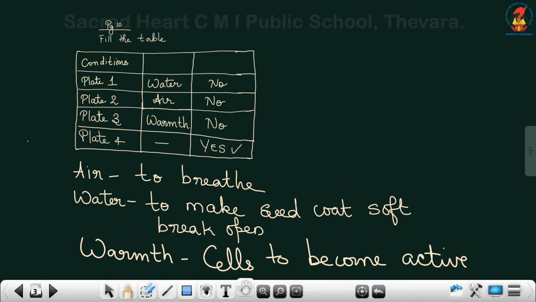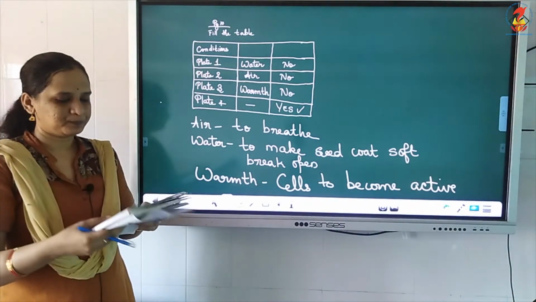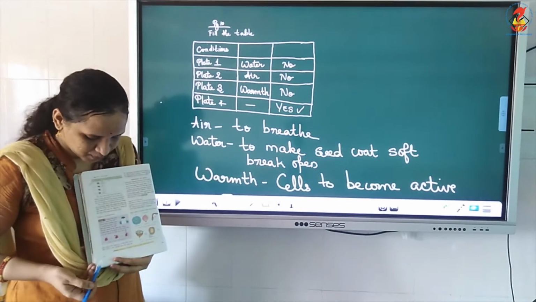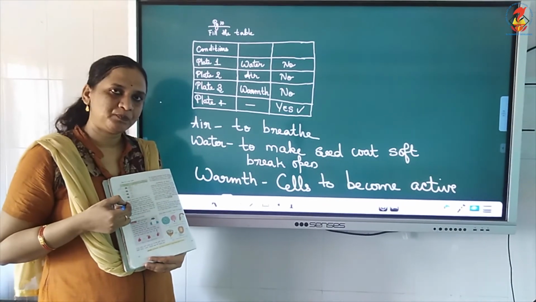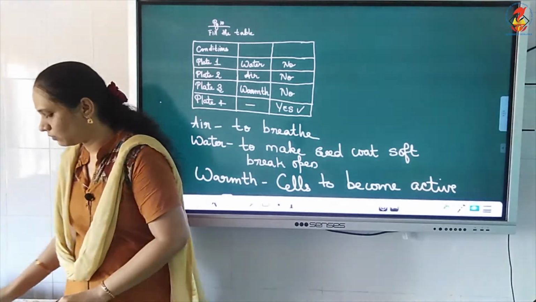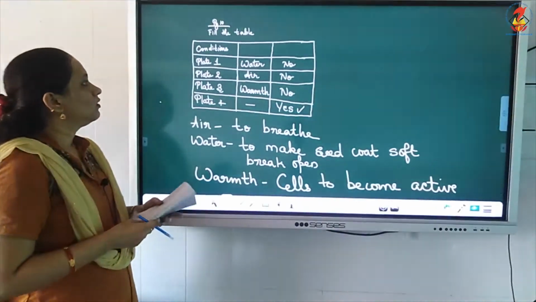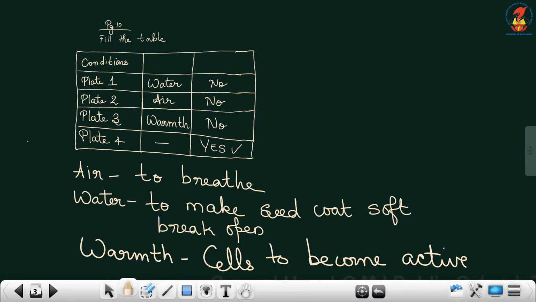Now, on the next page, page 10, you can see a table. You have to fill that. So you take the textbook, you turn to page 10, you can see here there is a table. So we will fill this part. Now, what is given in the table? Conditions. What are the conditions? Certain water, air or warmth, if it is present or not.